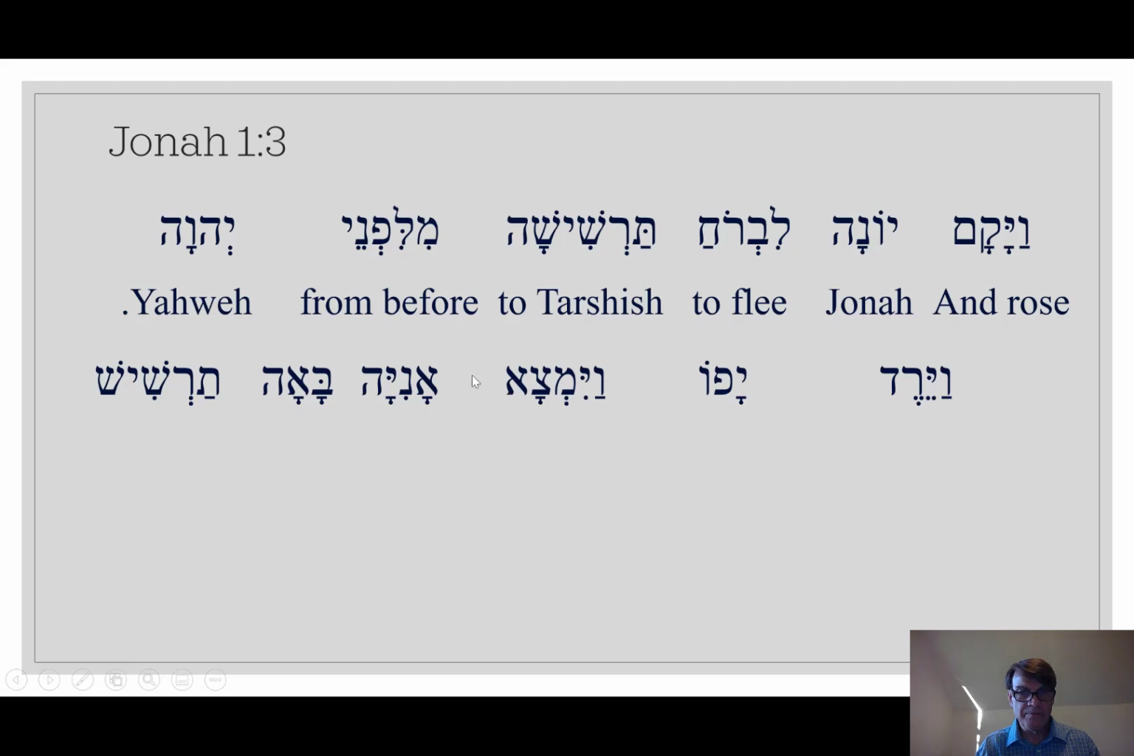And he found. Aleph, Nun, Yod, Hey, Aniyah, a ship. He found a ship. Bet, this is a Bet with a dagish, so I'm going to pronounce it B instead of V. This one I pronounced like a V because it didn't have the dagish. And this one I pronounced like a B because it does have the dagish.